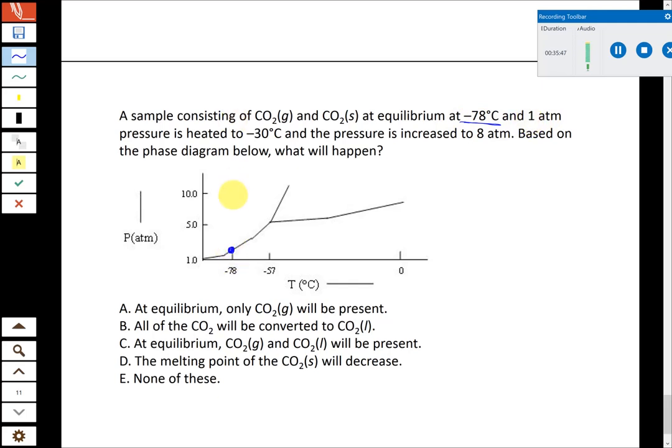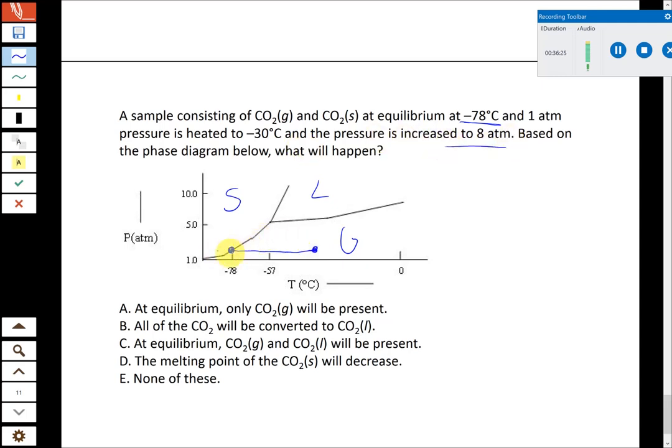And we can label the regions again to help us. This is going to be solid, liquid, gas, as it normally is. So we're starting at the boundary between solid and gas, which basically means at this temperature and pressure, both the solid and the gas exist together. Whenever you're at the boundary between them, that means both of those phases can exist under those conditions. And then we're heating to minus 30. So we're going to first go left to right on the temperature axis to minus 30, which would be somewhere around there. It's not very precise, but somewhere around there we're going to heat it to. And then we're going to increase the pressure to 8 atmospheres.